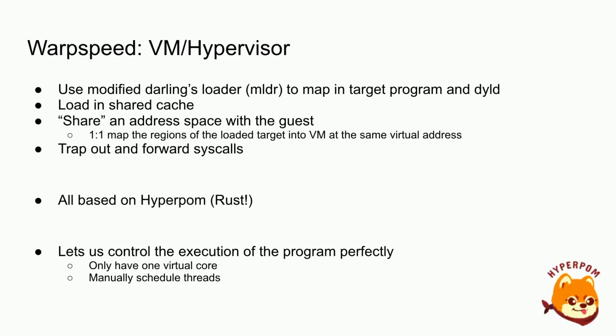All of this basically gives us perfect control over the execution of the program, even though we don't have any ptrace-like interface for doing any of this normally, right? We only have one virtual core, we can manually schedule in and out our threads, and since this is all a one-to-one mapping inside the VM and out, any syscall or any addresses that the guest uses as part of a syscall will just be valid in our virtual address space when we go to proxy it, so we don't have to do any rewriting or anything like that.